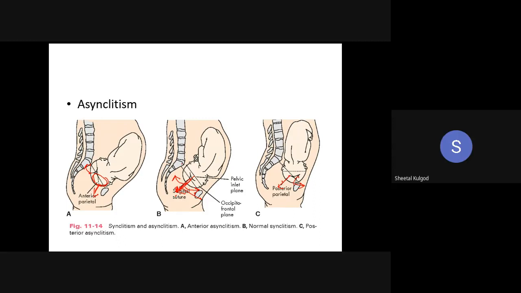These are the abnormalities which could occur in case of an abnormal pelvis or the contracted pelvis, especially as we discussed earlier in a platypelloid kind of pelvis. The engagement of the fetal head usually occurs in the asynclitic position.